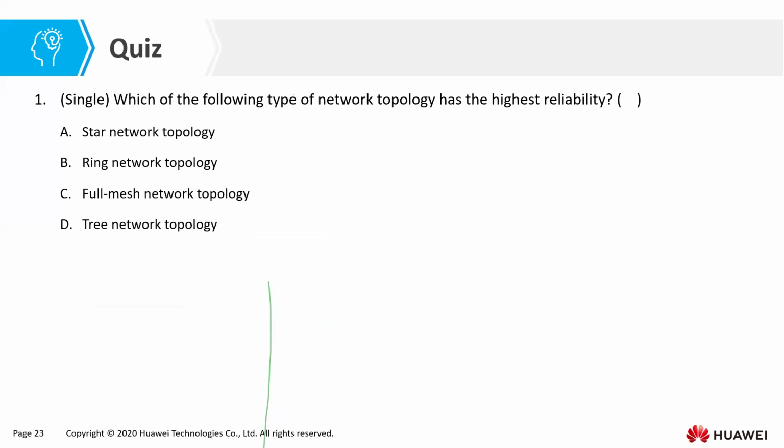Quiz. Which of the following network topology types has the highest reliability? You can unmute. It's time for questions and answering them. Which offers the highest reliability out of those four? C. Why? Because when one node goes down, the rest of the nodes can continue communication. Okay, I'll take that.